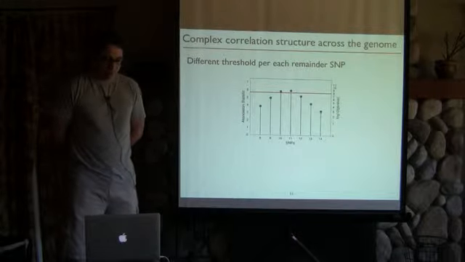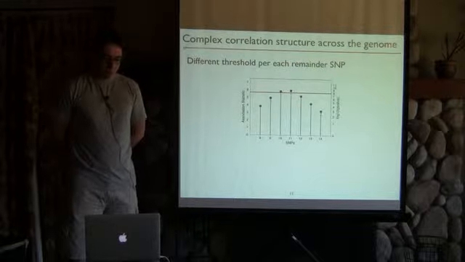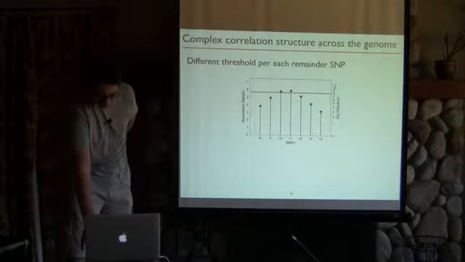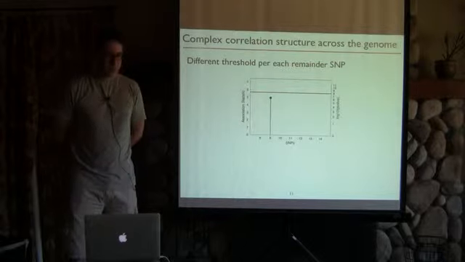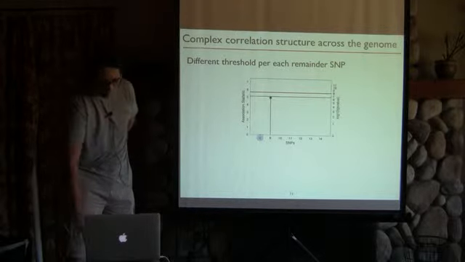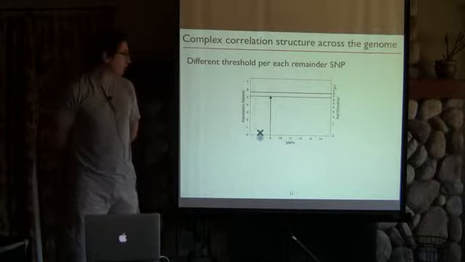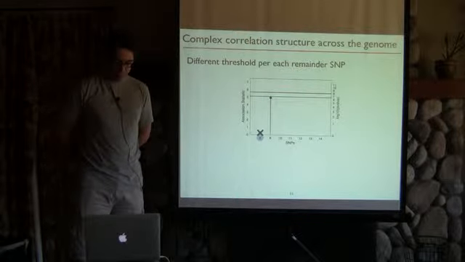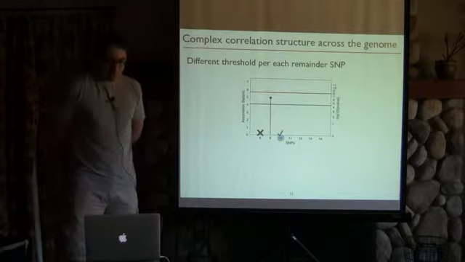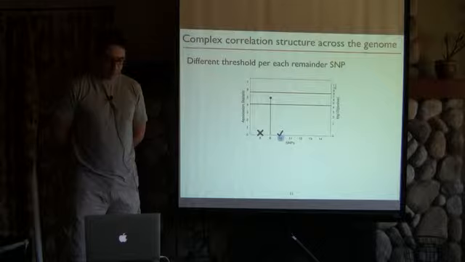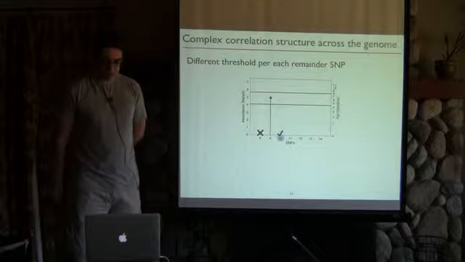However, the problem in the genome is, as I mentioned earlier, we have a complex correlation structure between the SNPs, and to address this, we use a different threshold value per marker. So again, in the first stage, we test our proxy SNP. But now, for each remainder SNP, we are going to use a different threshold value. For SNP 8, the threshold value is indicated as the black line, which exceeds the observed statistic, which means we decide not to test SNP 8. However, for SNP 10, the threshold value is given as follows, which is less strong than the observed statistic of the proxy. That means we are going to test SNP 10.